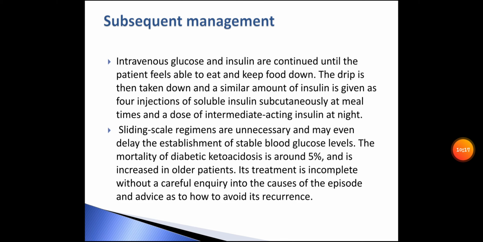Subsequent management: intravenous glucose and insulin are continued until the patient feels able to eat and keep food down. The drip is then taken down and a similar amount of insulin is given as 4 injections of soluble insulin subcutaneously at meal times and a dose of intermediate acting insulin at night. Sliding scale regimens are unnecessary and may even delay the establishment of stable blood glucose levels.